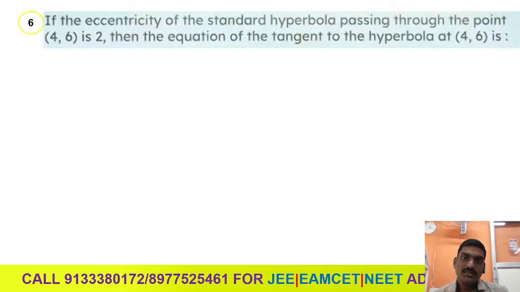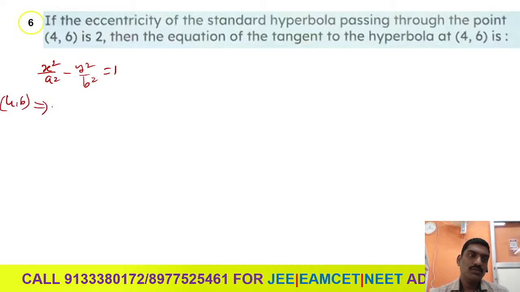If the eccentricity of the standard hyperbola passing through the point 4 comma 6 is 2, then find the equation of the tangent to the hyperbola at 4 comma 6. So what is the standard hyperbola? x square over a square minus y square over b square is equal to 1. This hyperbola is passing through the point 4 comma 6.